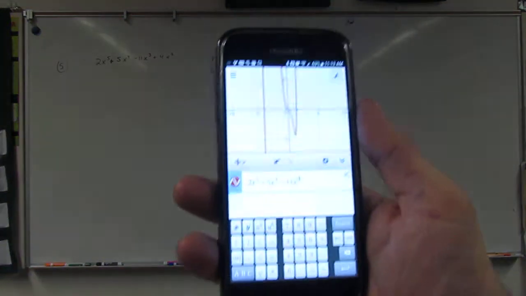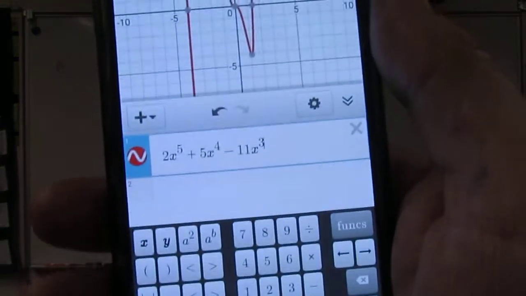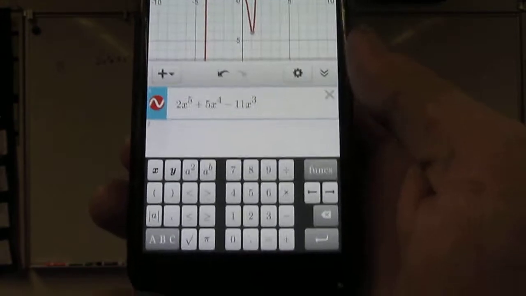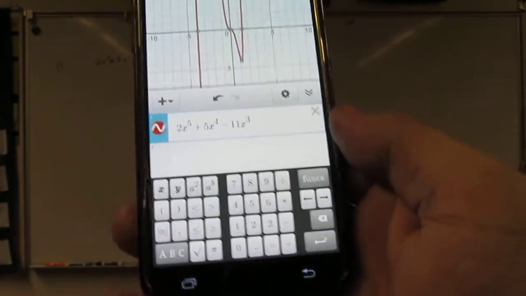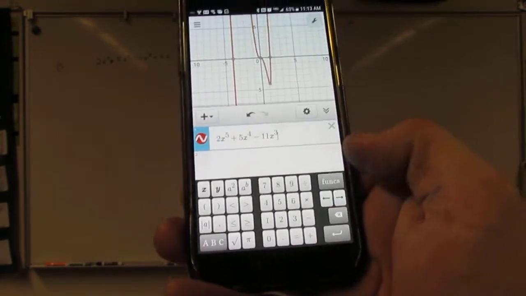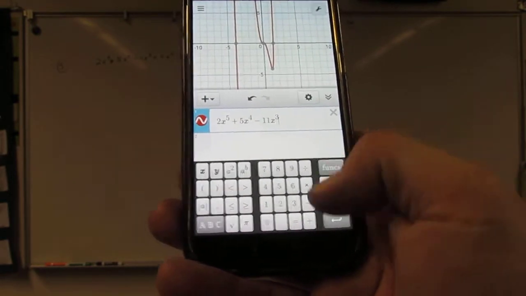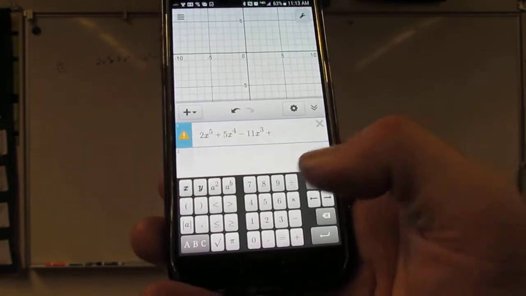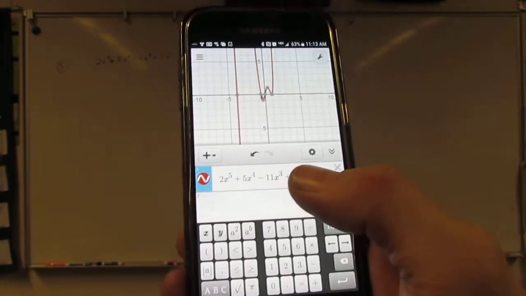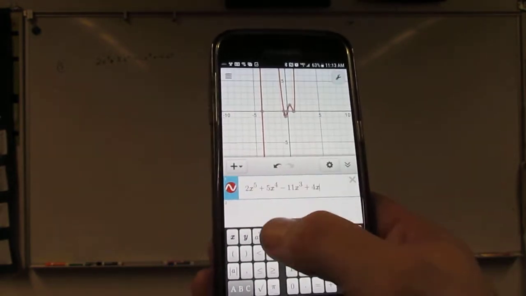Okay, so we're plugging the equation into Desmos. Now we're going to pull it to the right, and we got almost the whole equation in. And then we're going to go plus 4x. So 4, and then x, and then it's squared. So we're going to go AB right there.